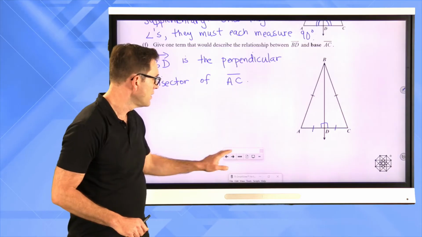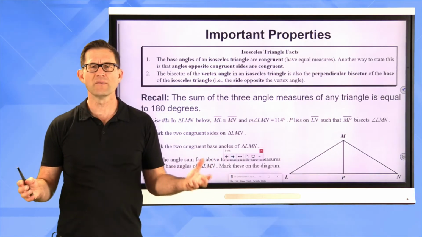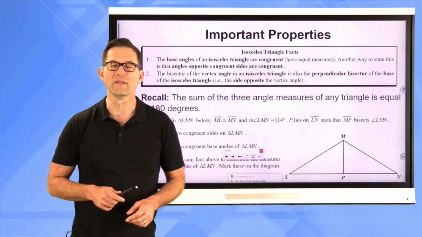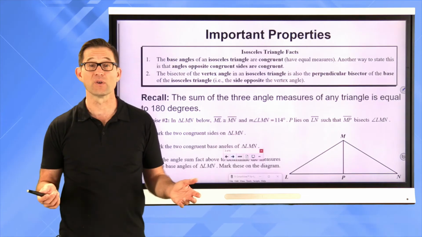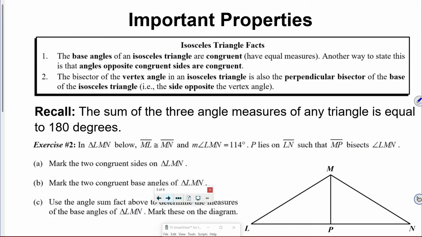All right, that was a lot. Let's look at important properties of isosceles triangles that we just figured out in exercise 1. Number 1, the base angles of an isosceles triangle are congruent. They have equal measures. Another way to state this is that angles opposite congruent sides are congruent. Number 2, the bisector of the vertex angle in an isosceles triangle is also the perpendicular bisector of the base of the isosceles triangle, i.e. the side opposite of the vertex angle.